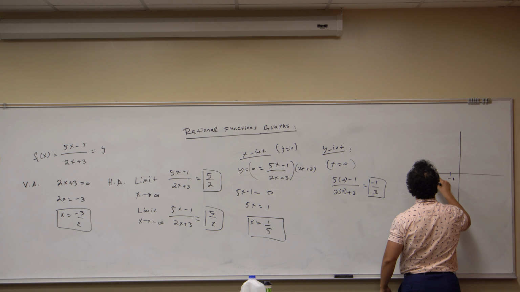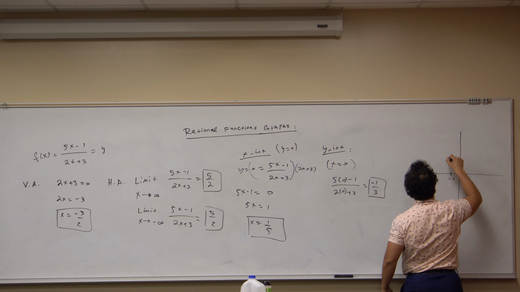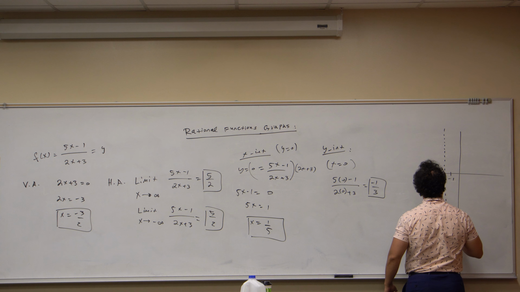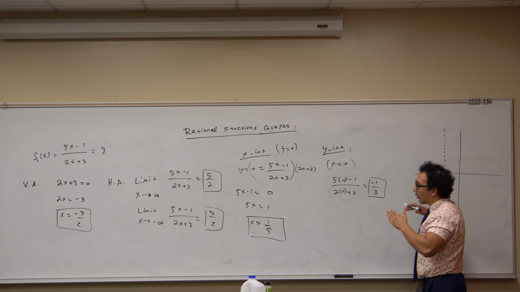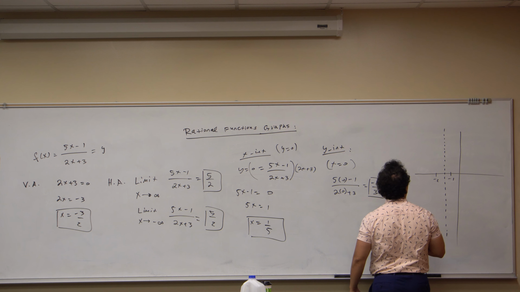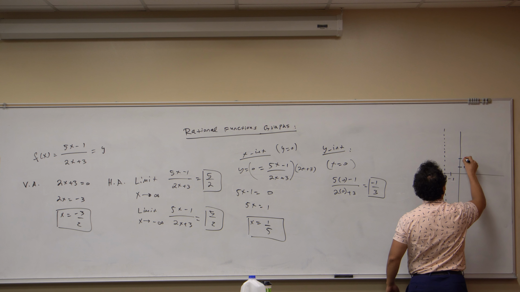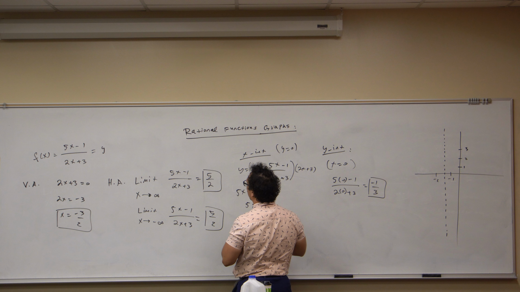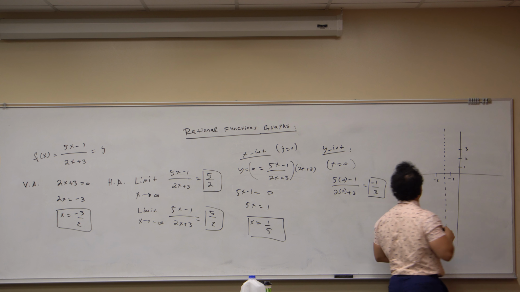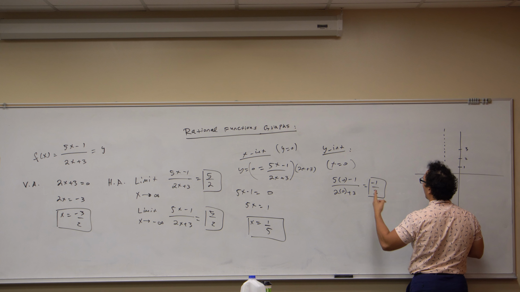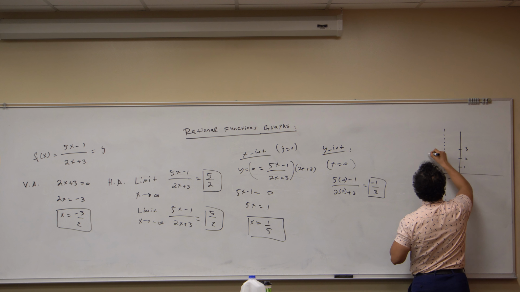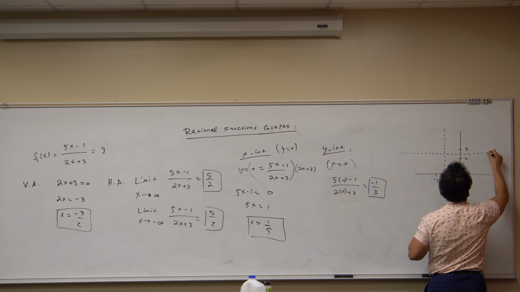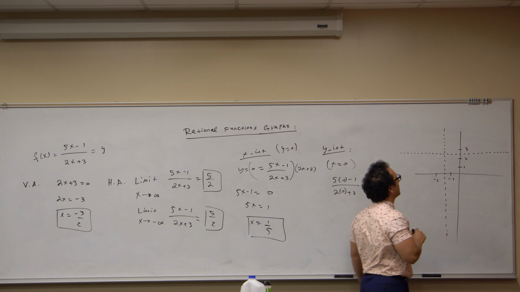So in our graph, we know the function has a vertical asymptote at negative 3/2. So here's negative 1, here's negative 2, negative 3/2 will be right here. There's our vertical asymptote, and then our horizontal asymptote is going to occur at 5/2. So here's 1, here's 2, here's 3. 5/2 is somewhere halfway in between 2 and 3, because 2 goes into 5 two times, with a little bit left over. So the horizontal asymptote will go through here.